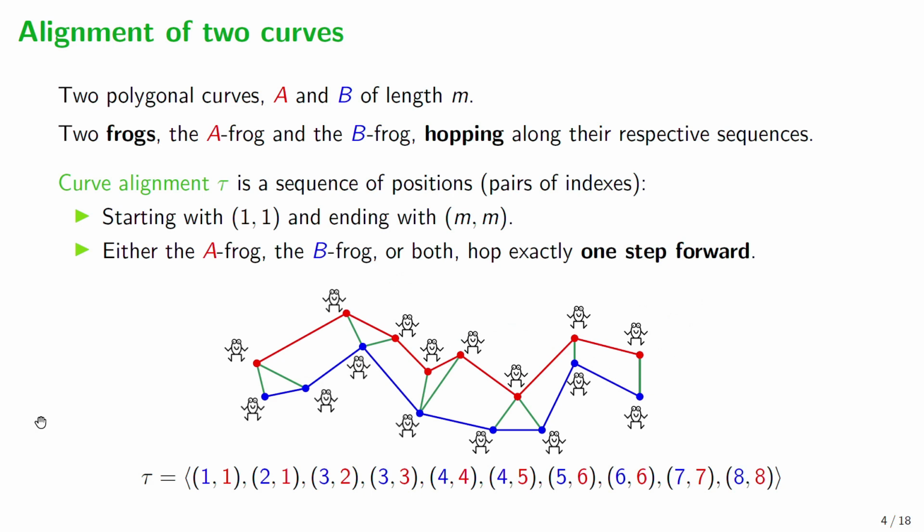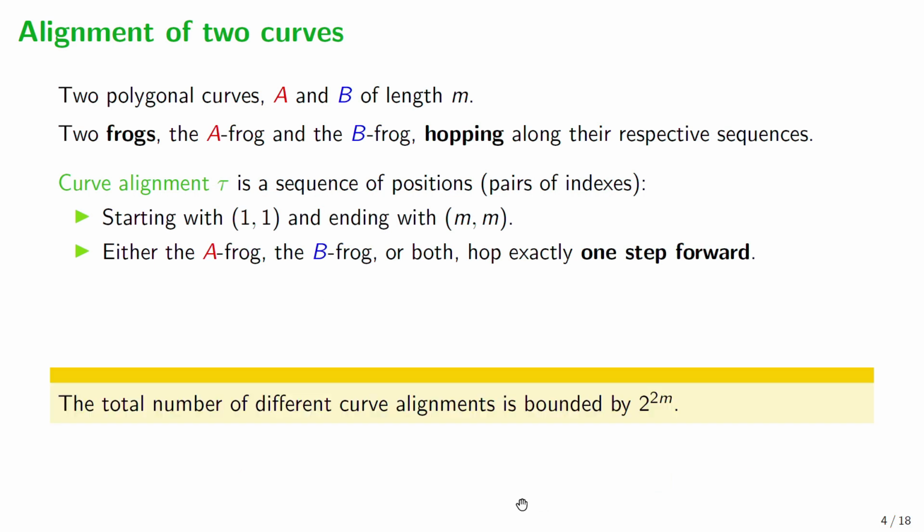A curve alignment, tau, is a sequence of positions, or pairs of indexes, that describes the movement of the two frogs along the curve. Every alignment starts with the position (1,1) and ends with the position (m,m), which are the indexes of the start points and ending points. The indexes in each pair can increase by at most 1 compared to the previous pair. It is an easy exercise to check that the total number of different curve alignments is bounded by 2 to the 2m.